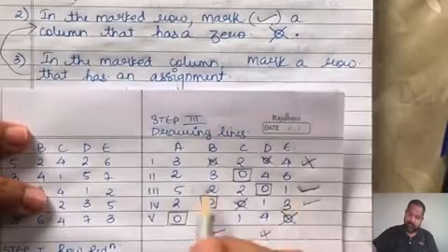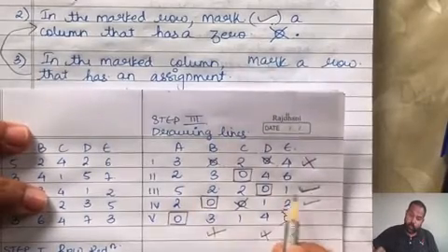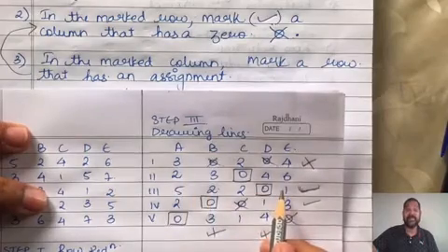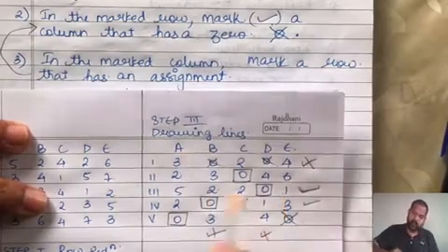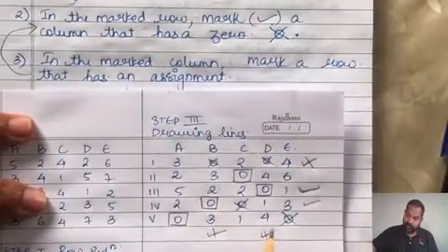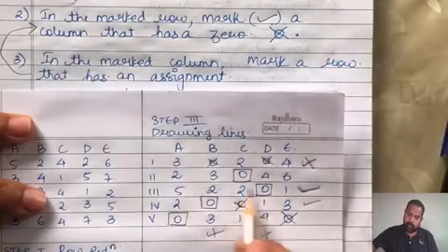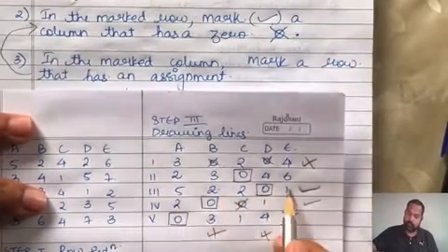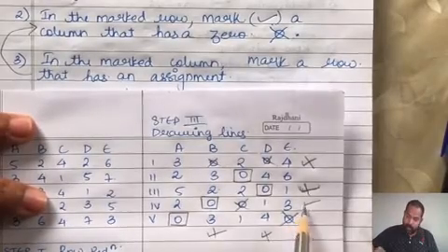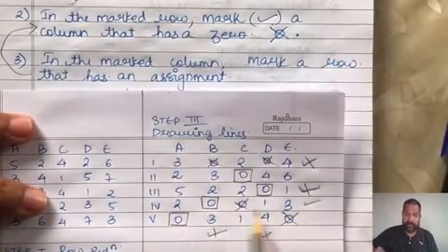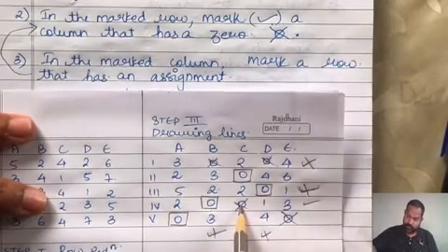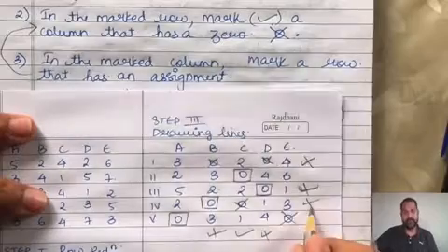Let's start with this. In the marked row, mark a column that has a 0. I go back to step 2. Well, in the marked row, there is no 0. Fine then, done. In the marked row, mark a column that has a 0. Well, there is a 0 here. Then mark it. Cancel.